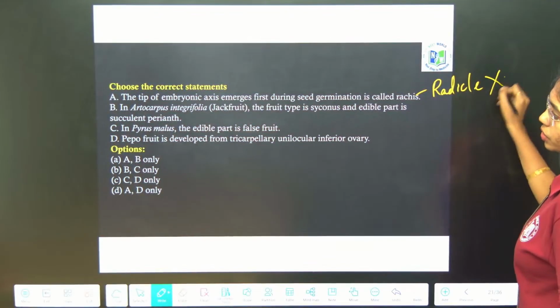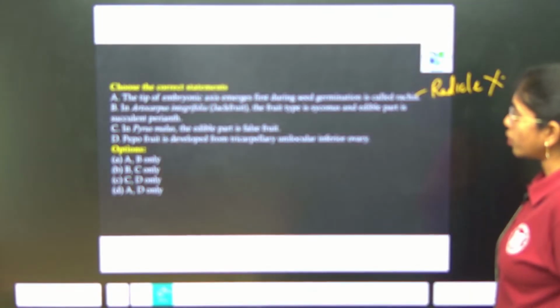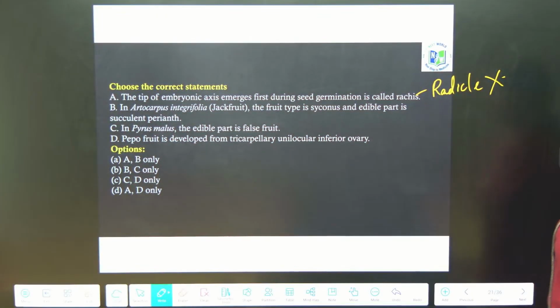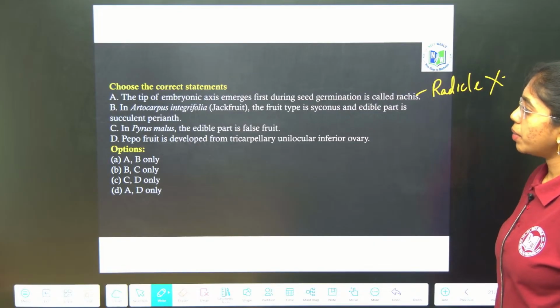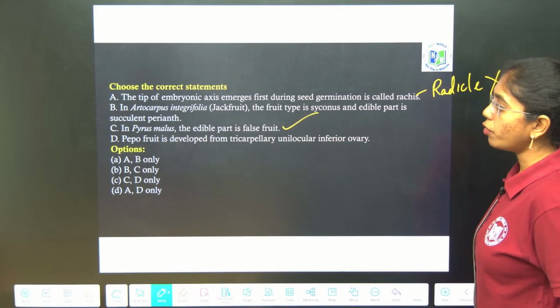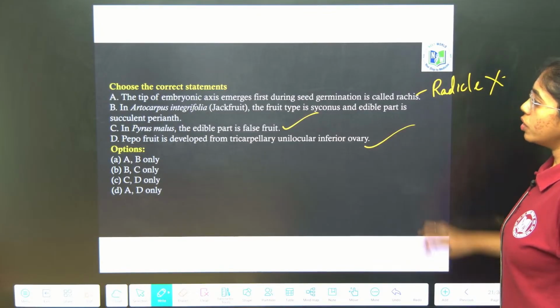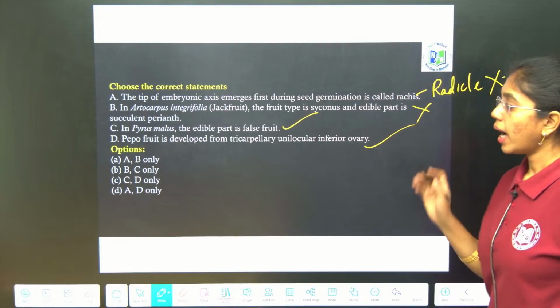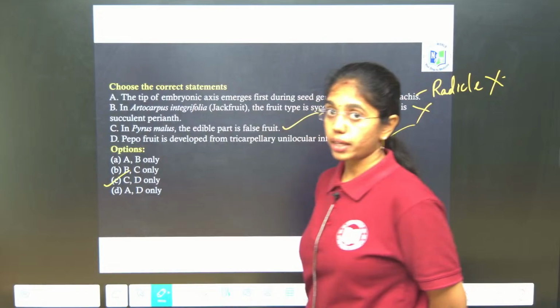It is not rachis. In Artocarpus integrifolia, that is jackfruit, the fruit type is syconous and edible part is succulent perianth. No. In Pyrus malus, edible part is false fruit, correct. Pepo fruit is developed from tricarpellary unilocular inferior ovary. So, here A and B are wrong and the right answer is C and D. These two statements are correct. Okay.